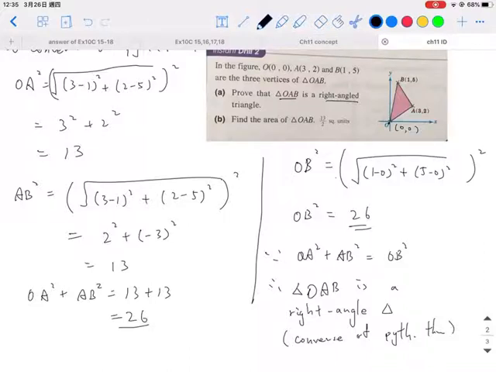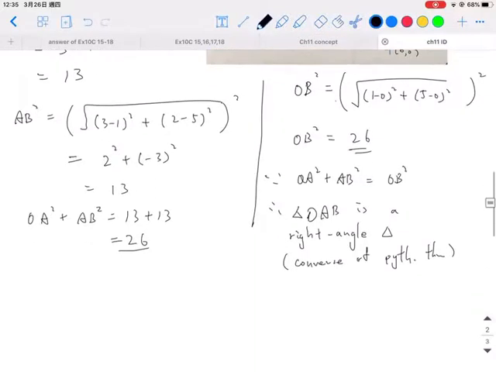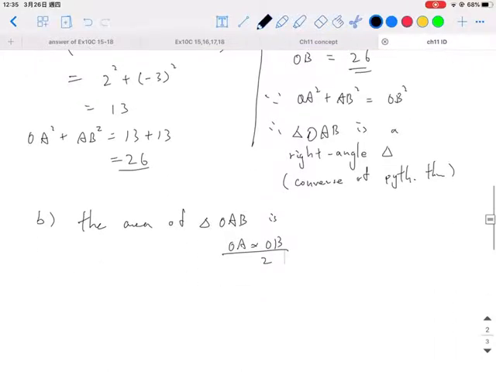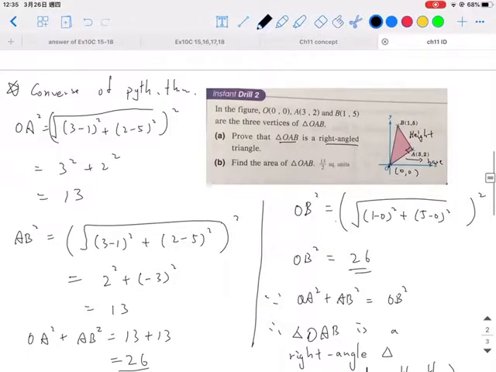And part B, as this is a right angle triangle, this one is the base and this one is the height. So we can write down the answer: the area of triangle OAB is OA times OB over 2. That means square root 13 times square root 13 over 2. Therefore it's 13 over 2 square units. So that's the end of instance 2.